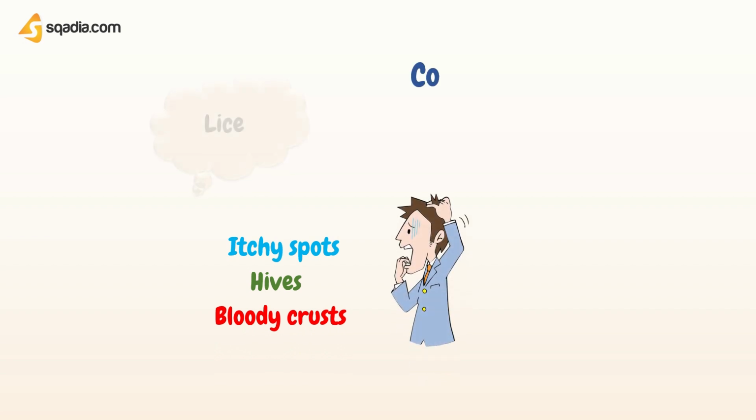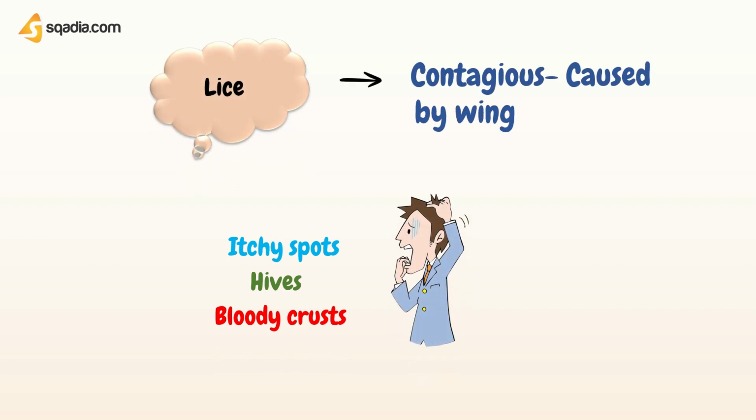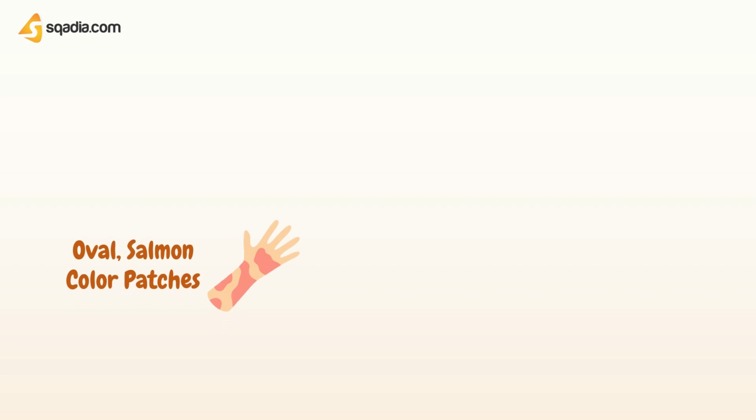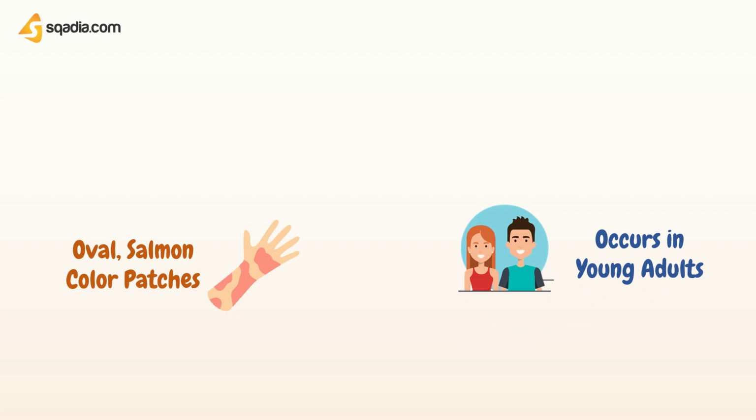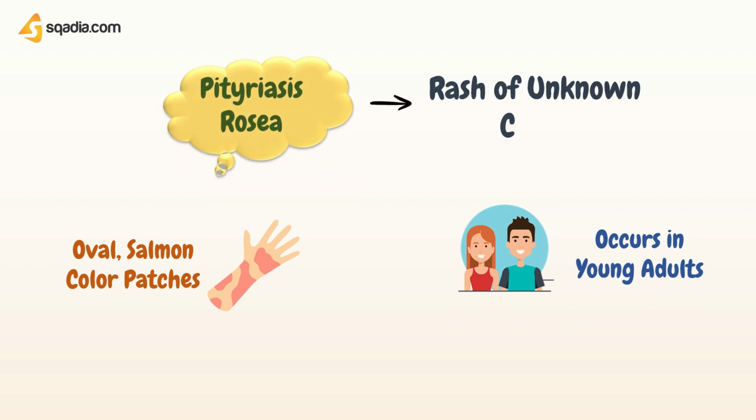What if your patient is having itchy spots, hives, and bloody crusts on skin regions with hair? Then these symptoms might be caused by lice, which is a contagious skin condition caused by wingless insects. Now, if your patient is having oval, salmon-colored scaly patches of skin on the trunk, which occurs mostly in young adults, then these symptoms might be caused by pityriasis rosea, which is a rash of unknown cause.